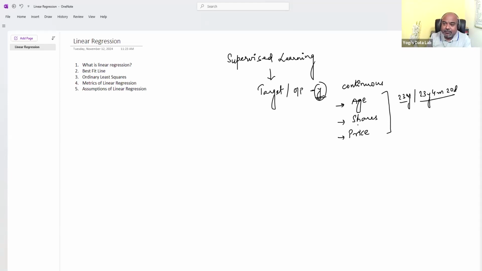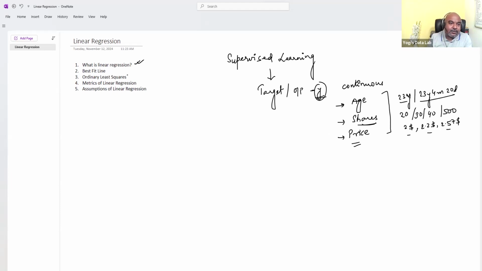When I talk about shares of a post, I can have 20 shares of a post. I can have 30 shares of a post. I can have 40 shares. I can have 500 shares of a post. For price, any product can be priced from $2 to maybe $2.2, can be even $2.57. You don't know, right? So these are all continuous values. So when my target variable is continuous and I want to use machine learning to do that, I will use the concept of linear regression.